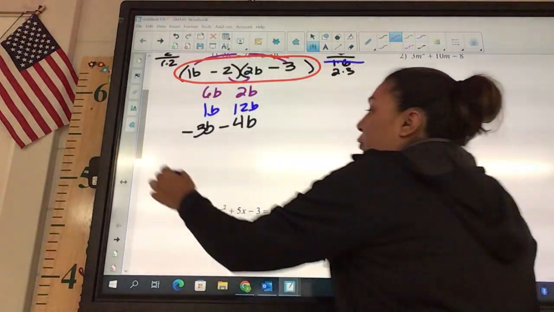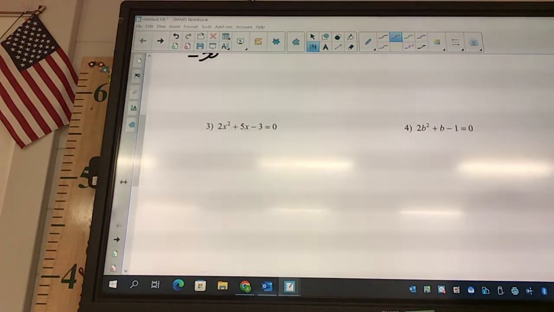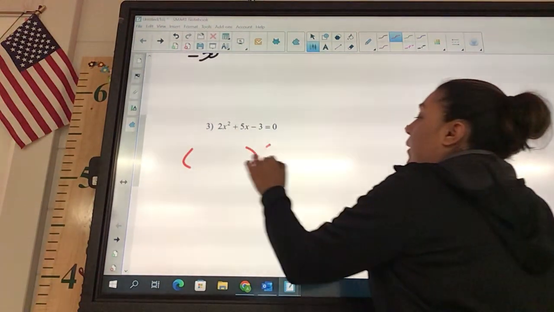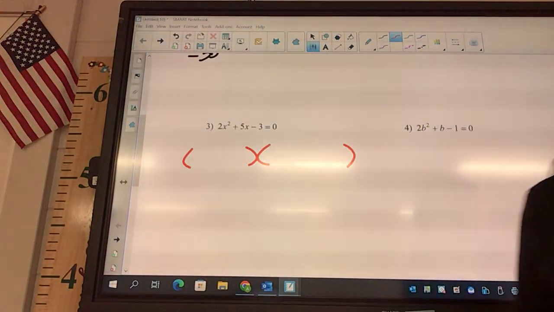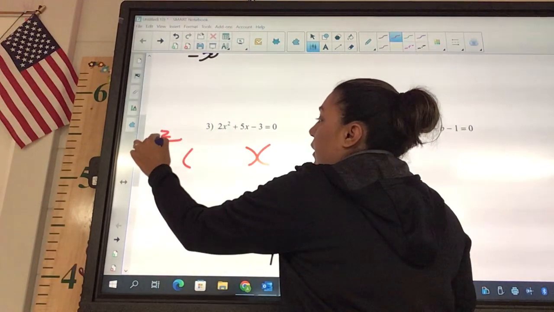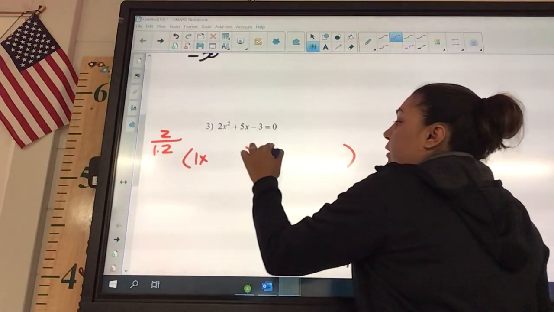Okay, look at number 2. What's our first step? The parentheses. Okay, and then we're going to find factors of which number for the fronts? 2. Okay, so we got 1 and 2. So we can say 1x, 2x.